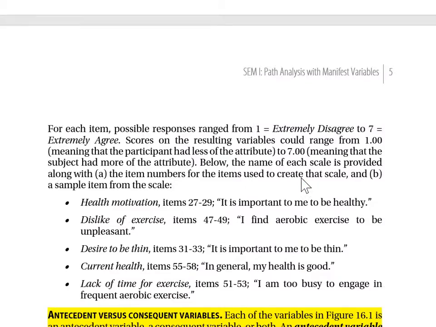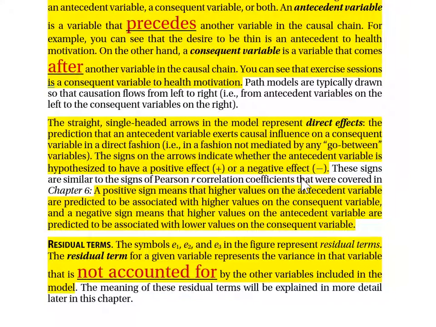Back to page 5. The straight, single-headed arrows on the model represent direct effects: the prediction that an antecedent variable exerts causal influence on a consequent variable in a direct fashion, that is, in a fashion that's not mediated by any go-between variables. We'll have more to say about being mediated by go-between variables later, but right now let's focus on direct effects. The sign and size of the arrow indicates whether the antecedent variable is hypothesized to have a positive effect or a negative effect.